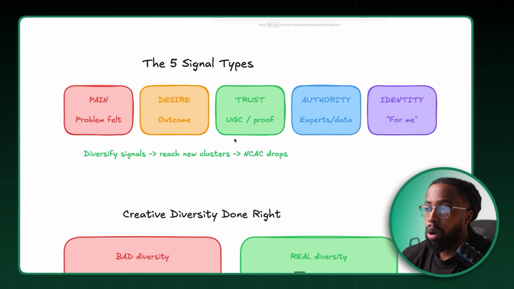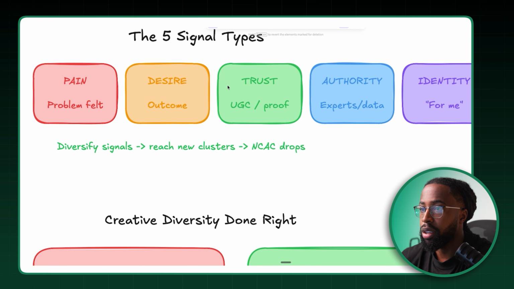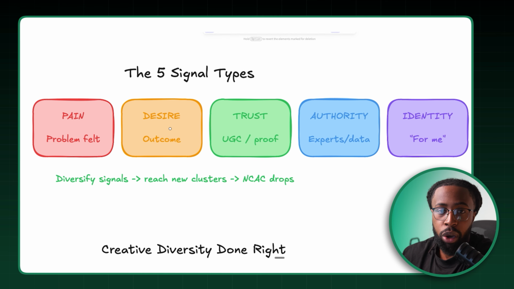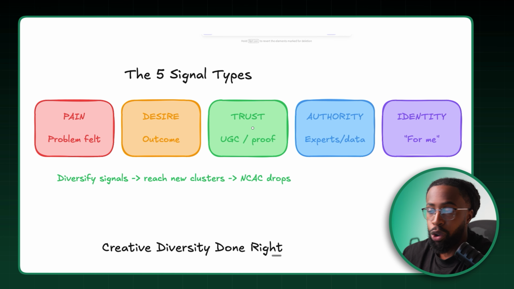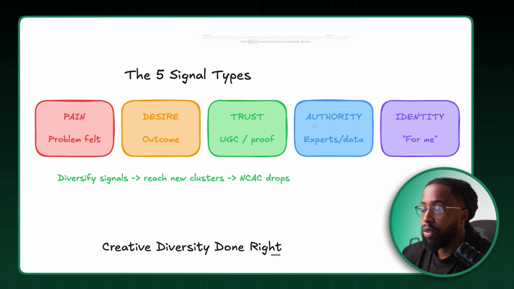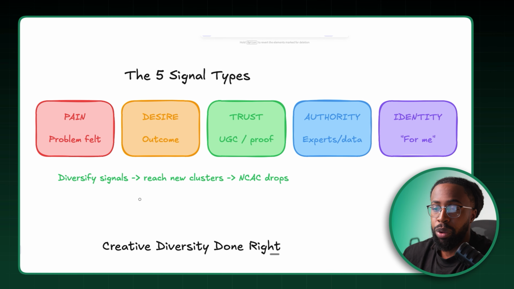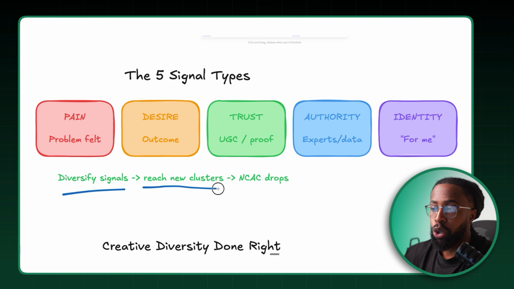So what real creative diversity actually looks like comes down to 5 signal types, and I call this the signal stack. So what we have here is the signal stack. We've got 5 signals that each ad should basically convey. We've got pain. Pain speaks to the people who already have the problem. We've got desire, which shows the outcome, what life looks like after. We've got trust, so testimonials, UGC, real customer experiences. We've got authority, so founders, experts, data, credibility. And we've got identity. This is "this product is for me." So what you want to do is diversify signals, because when you diversify signals, you reach new clusters, and this is where we get your NCAC actually dropping.